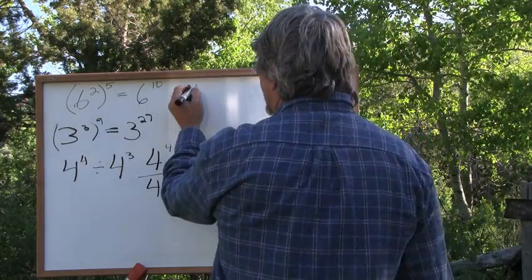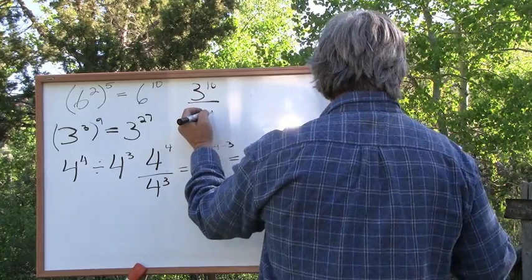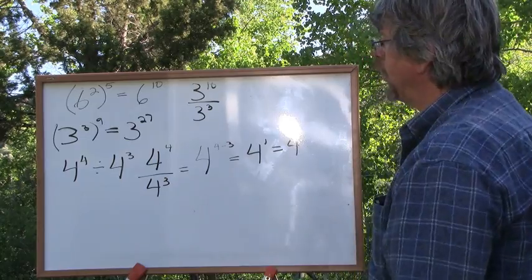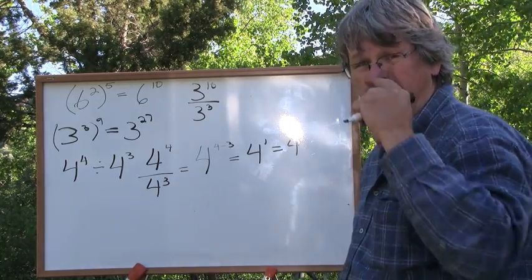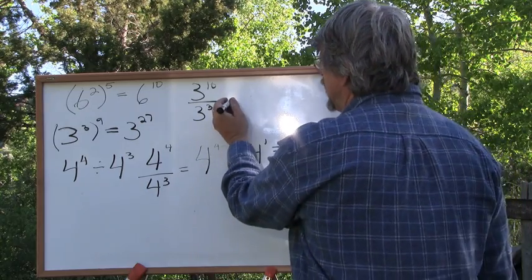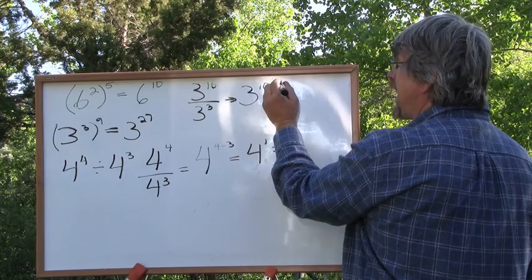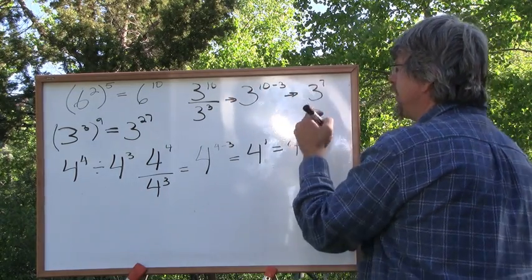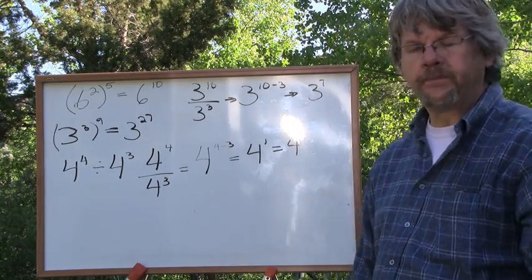Let's do another one. Let's say we have 3 to the 10th divided by 3 to the 3rd. See, it'll work with any number. You can practice with absolutely any number you want, right? We know this means 3 to the 10 minus 3, so this goes to 3 to the 7th. And then you can calculate that number out and give the number if you want.